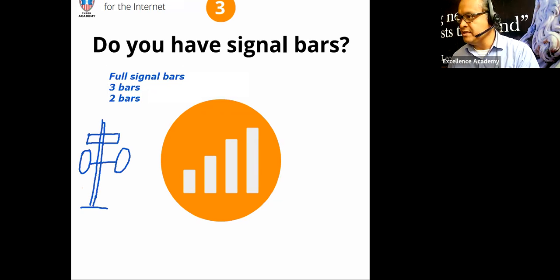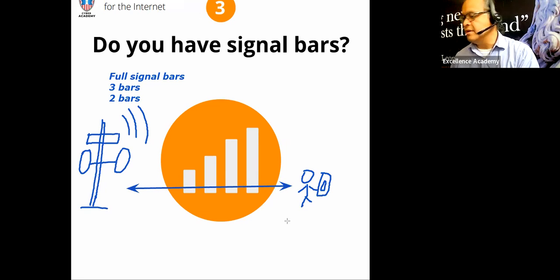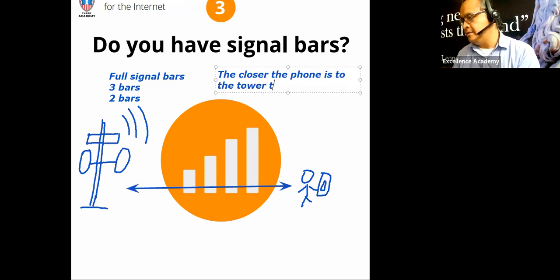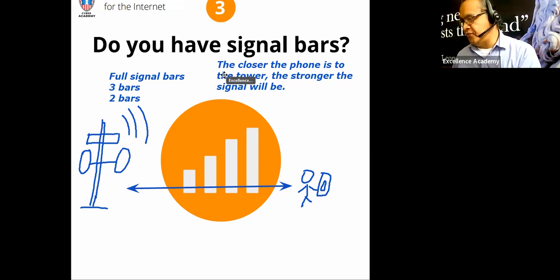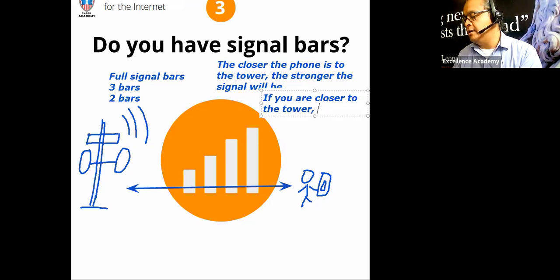And this tower is transmitting a signal. The closer the customer's cell phone is to the tower, the proximity, this is just logical, the stronger the signal will be. That's the rule. So if you are closer to the tower, you will have more signal bars.